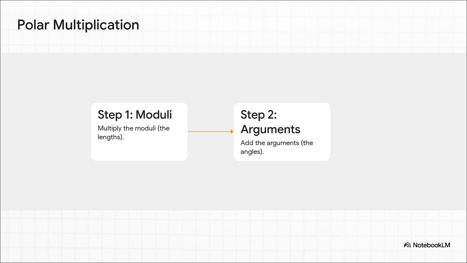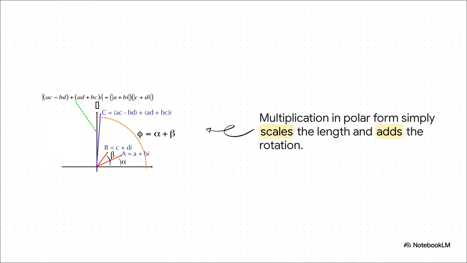Okay, here's where it all clicks. To multiply two complex numbers in this new polar form, the rule is unbelievably simple. You just multiply their lengths and you add their angles. That's it. The complicated algebra just melts away. I mean, just look at this. You have complex number A with its length and its angle alpha, and you have B with its length and its angle beta. So what's their product, C? Well, its new length is just the first two lengths multiplied together, and its new angle is just alpha plus beta. The rotations literally just add up.